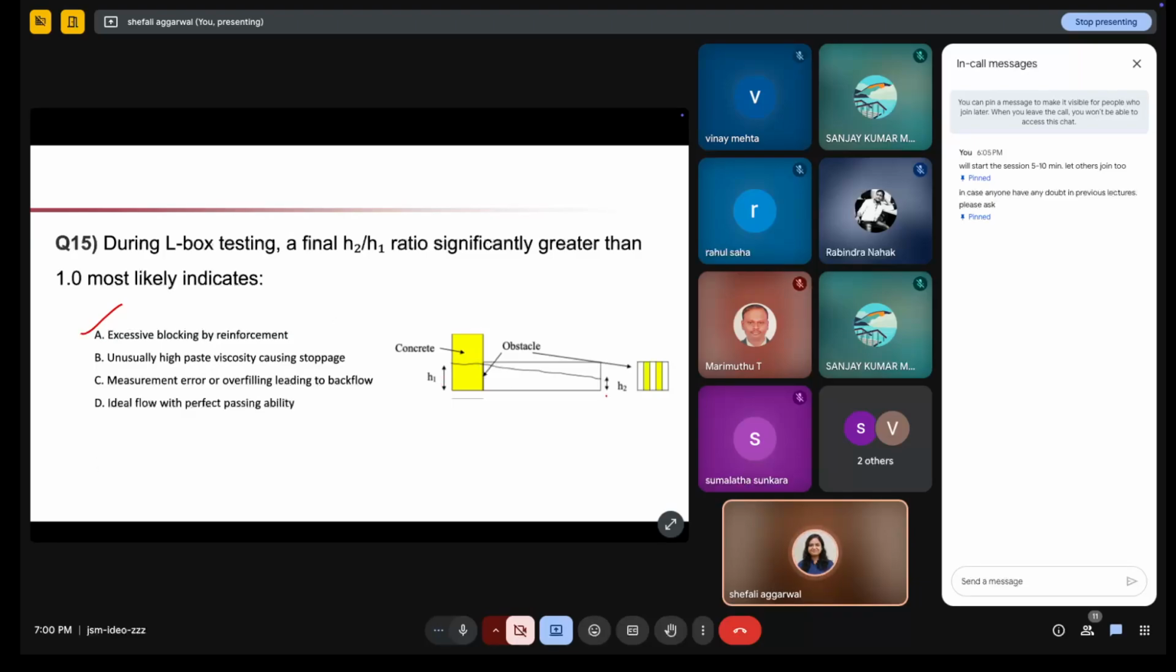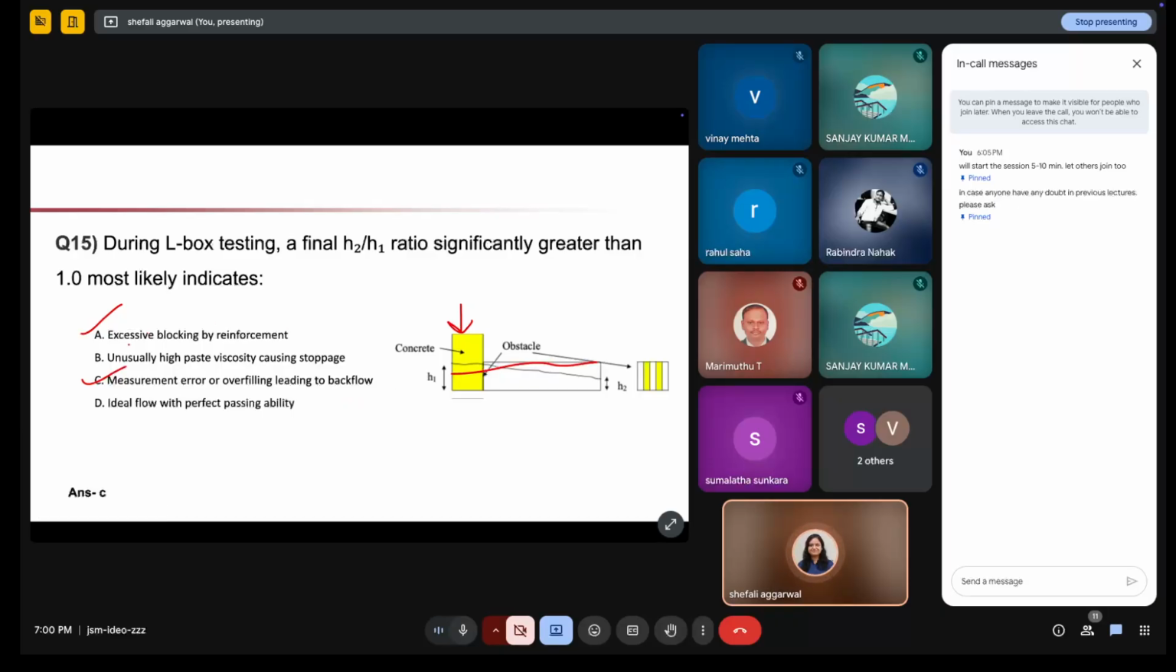But in this case, if you see, H2 is this side and you are filling concrete from this side. So if H2 by H1 is greater than 1, that means your mix is going this way. That means you have a problem in error, or it is overfilling mainly.